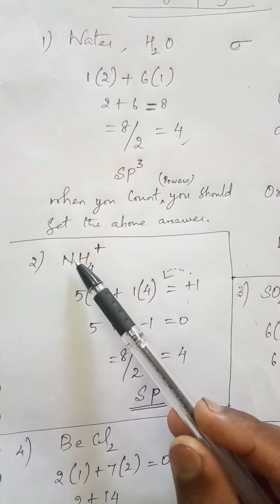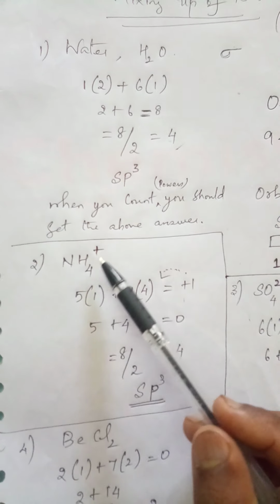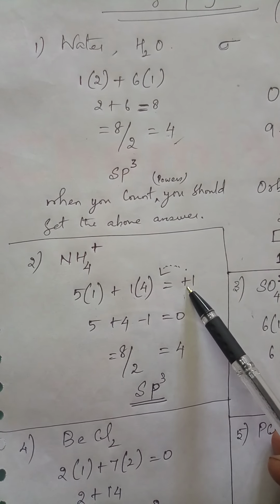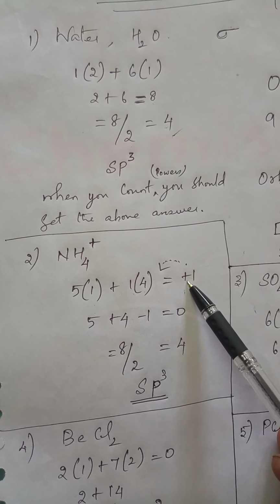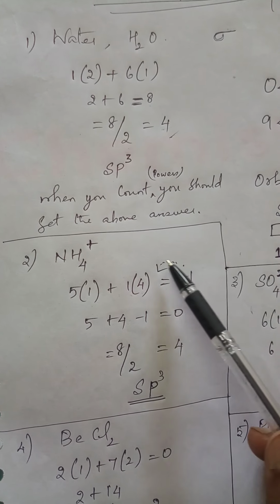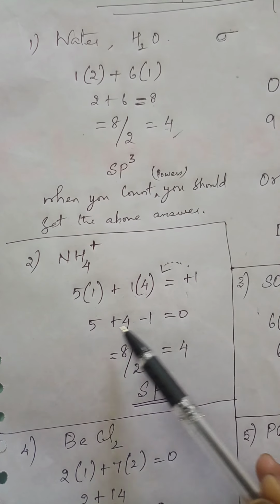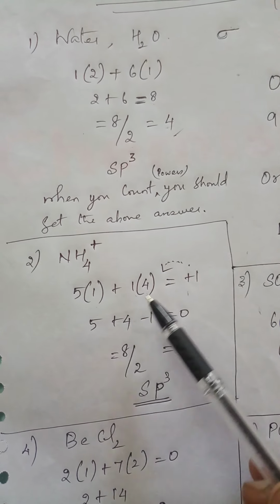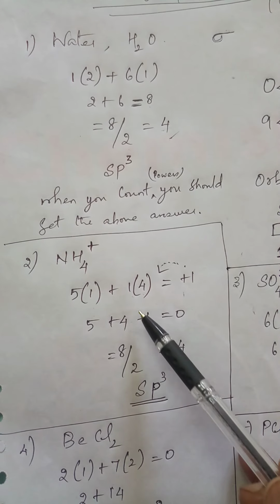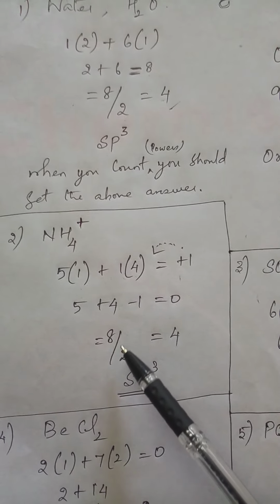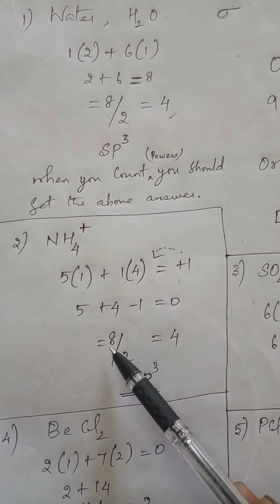So 1 into 4 is equal to, since it's a positive radical, we carry a positive charge, so this is equal to +1. Normally in mathematical calculation we bring this towards the left hand side and make it equal to 0. Thus we can see the simplification. 5 ones are 5 and 1 fours are 4. When I bring this side, it is -1 equal to 0 as per the hybridization calculation. So my answer on simplification, I get 4.